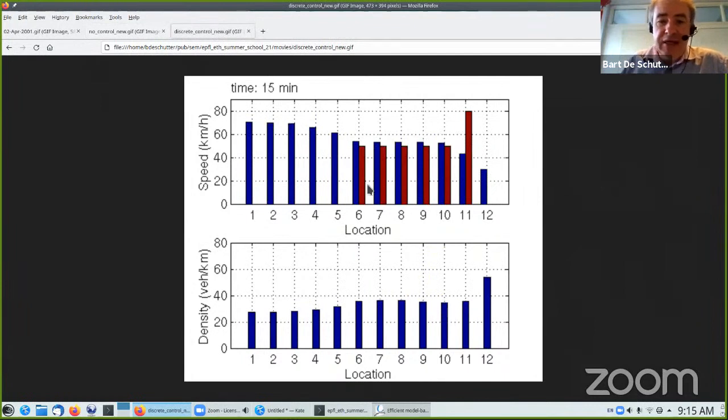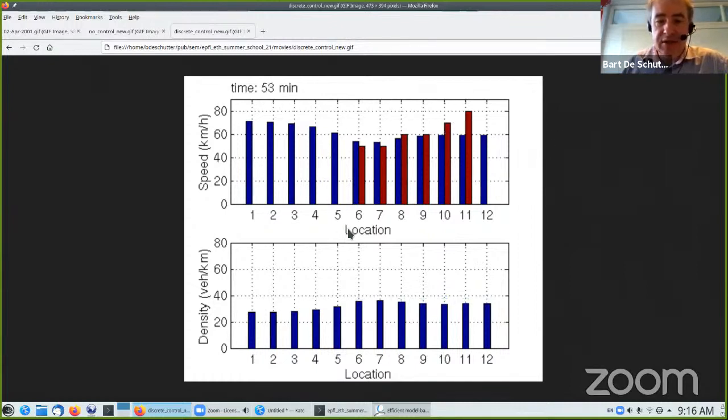So what we have here is, in red, we indicate speed limits. So we had speed limits in segments 6 to 11. That's indicated by the red bars here. At the top, you again see the speed, and at the bottom, the density. At time instant 1, the traffic jam or the congestion will enter. So in segment 12, you will see low speed and high density. But then you will see that the speed limits will kick in.